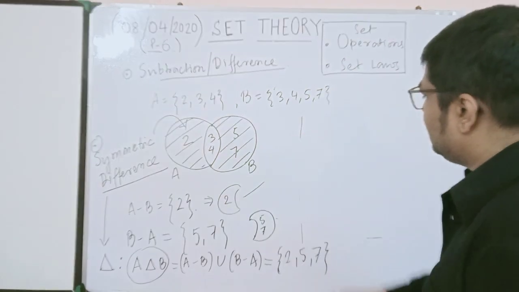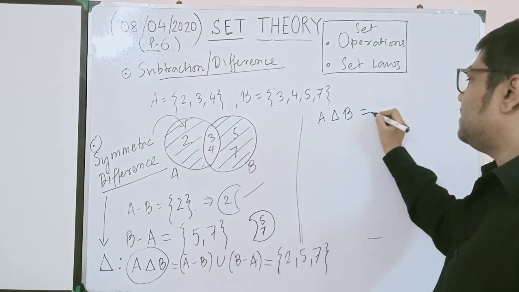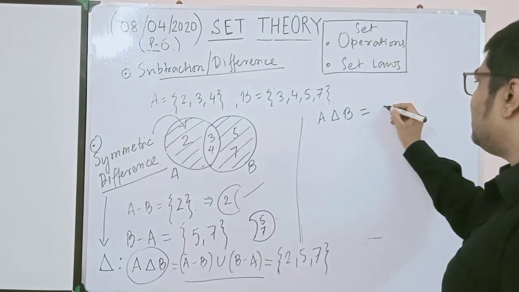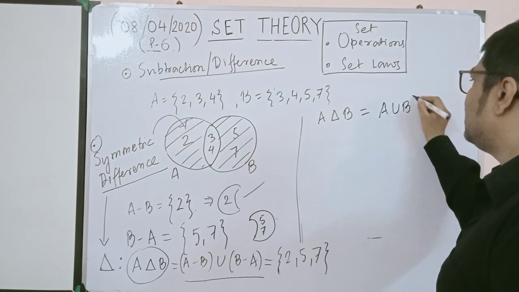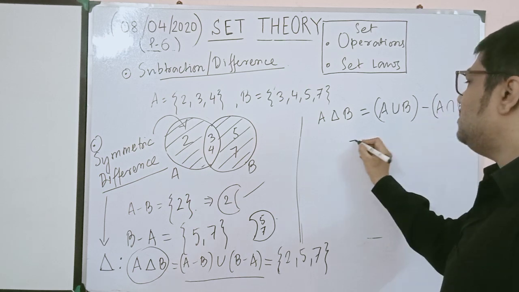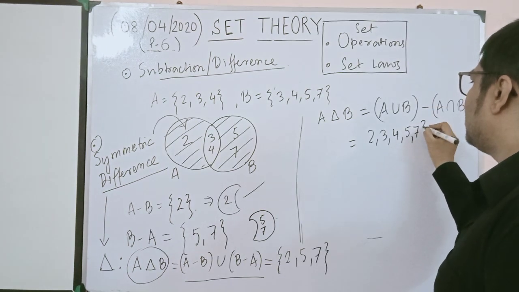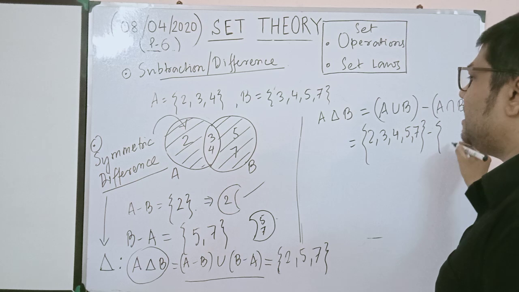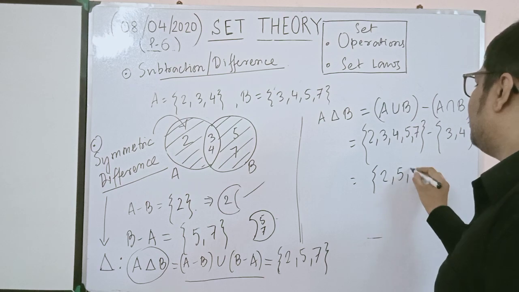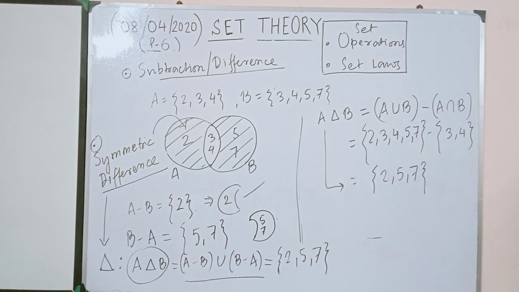So look at it, the symmetric difference, whatever we wrote like this, A delta B, that means only the middle part is excluded. So what we can do, we can also take out the middle part, which is A intersection B, from A union B. You know A union B is everything, that means 2, 3, 4, 5, 7. So when you take out A intersection B, that means 3 and 4, you get only 2, 5, 7. So that is also the same symmetric difference between two sets.